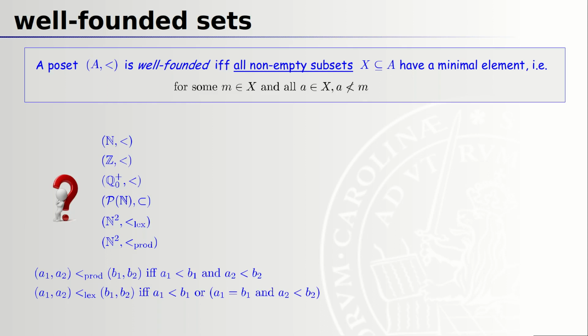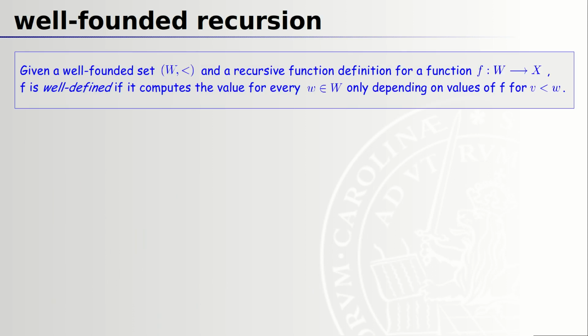Take a look at these posets and determine which of them are well-founded. And these are the answers. With this, we can precisely define when a recursive function is well-defined. If its domain can be well-founded, such that the computation of the function value for any input will only ever depend on recursive calls on values that are smaller, according to that order of the well-founded domain.